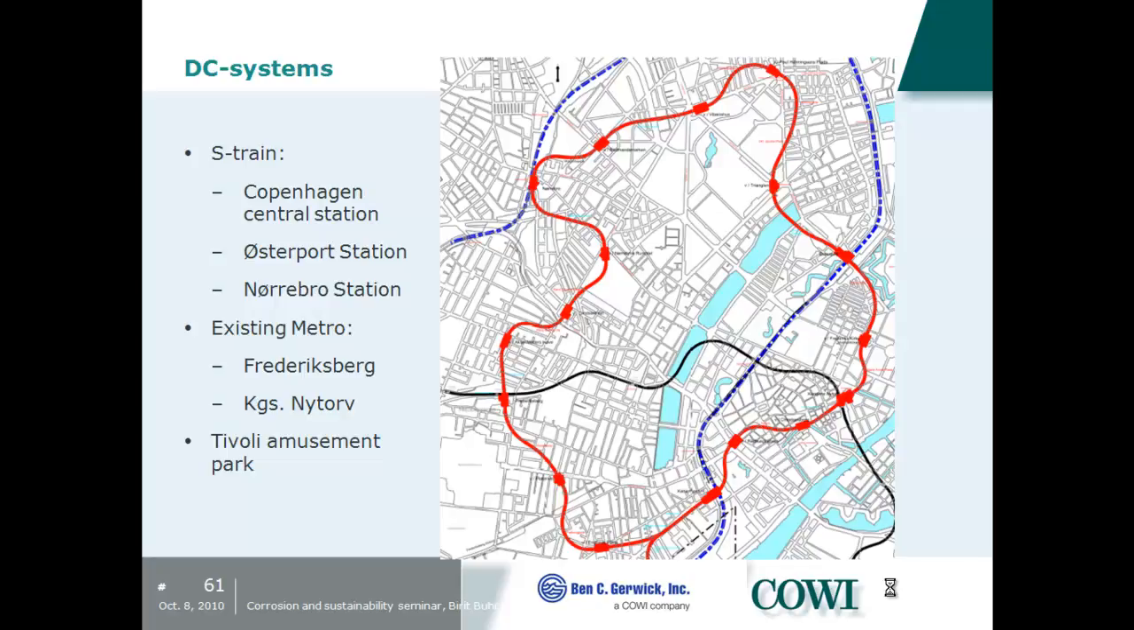We have these trains, these are places where we have trains crossing the line at different places. It would also be crossing the existing metro. And maybe some of you heard that we have an amusement park which is called Tivoli in the center of Copenhagen. All the amusements are direct current operated.